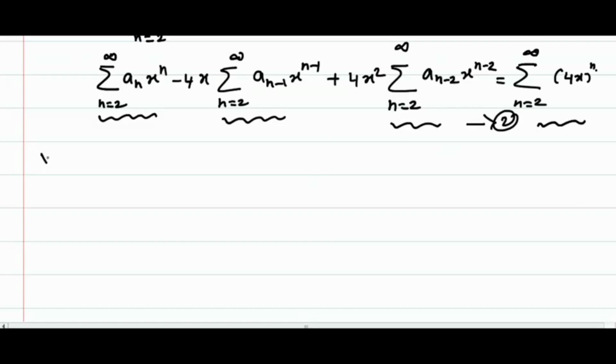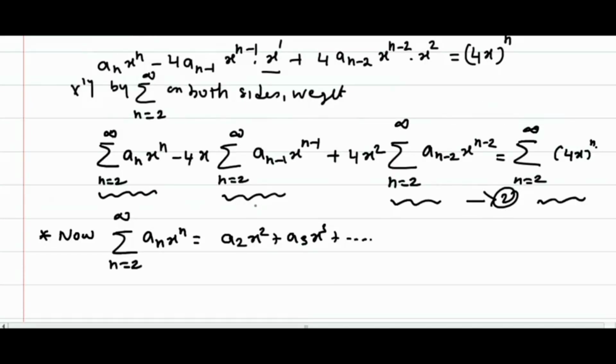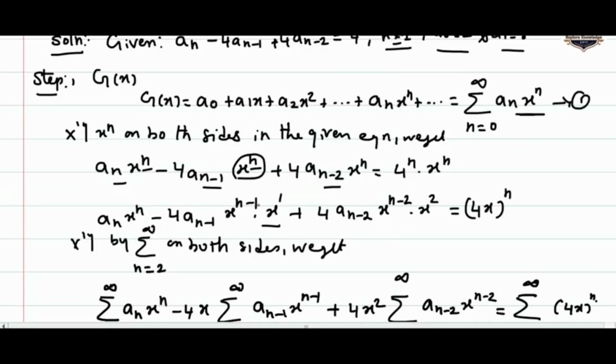So first we find the first term, summation n = 2 to infinity a_n x^n. For n = 2, 3, 4 up to infinity, we get a_2 x^2 + a_3 x^3 + etc. Okay, what is g of x? G of x is nothing but a_0 + a_1 x + a_2 x^2 + a_3 x^3 + etc.